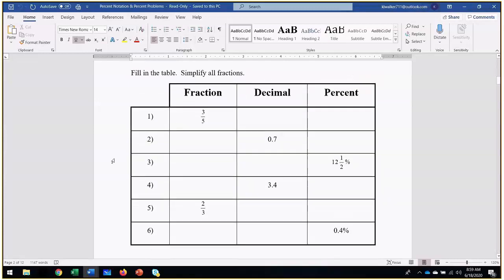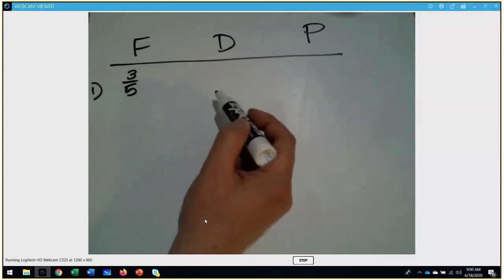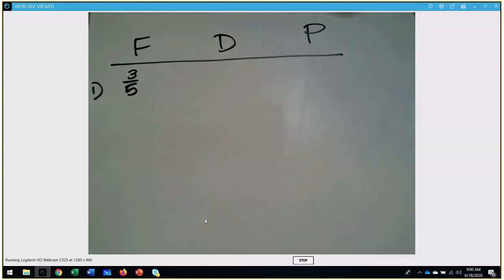So let's try to fill this table in first. Okay, so we're going fraction, decimal, and percent. Starting with 3/5. They gave us the fraction to start. We're going to get it to decimal form first, then we'll get it to percent form. And I'm going to try to follow the steps along.